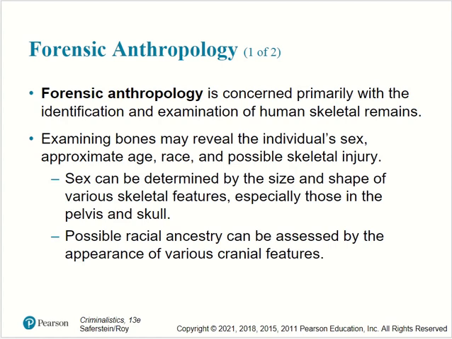Forensic anthropology is concerned primarily with the evidence and examination of human skeletal remains. Examining bones may reveal the individual's sex, approximate age, race, and possible skeletal injury. Sex can be determined by the size and shape of various skeletal features, especially those in the pelvis and skull. Possible racial ancestry can be assessed by the appearance of various cranial features.